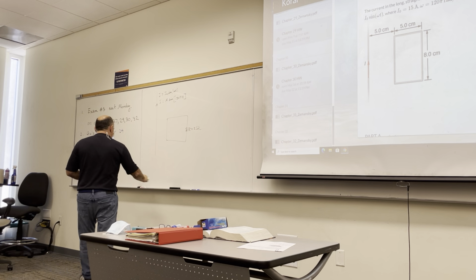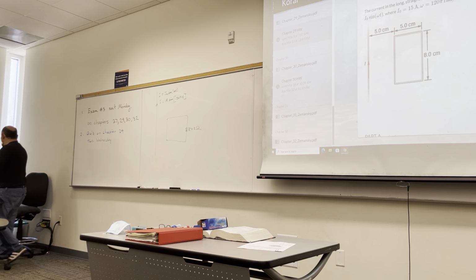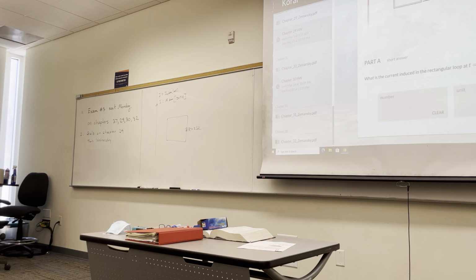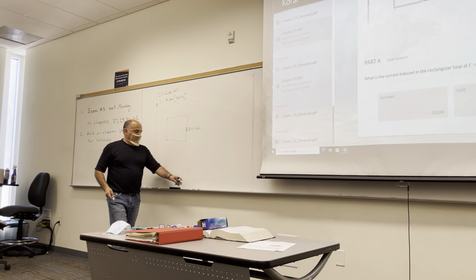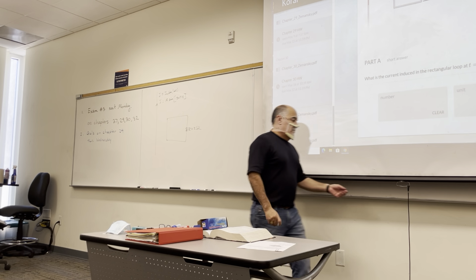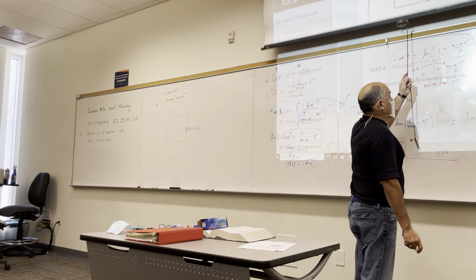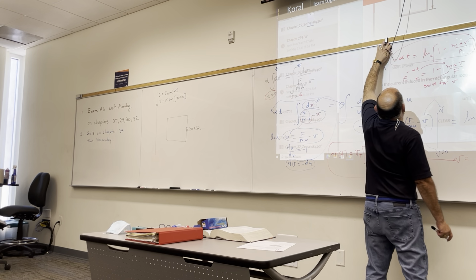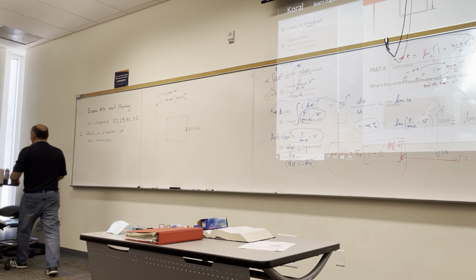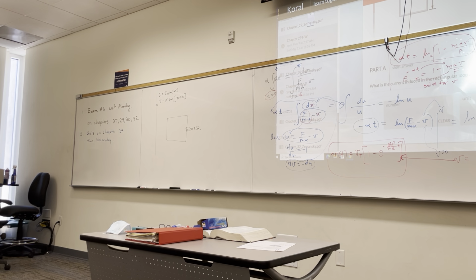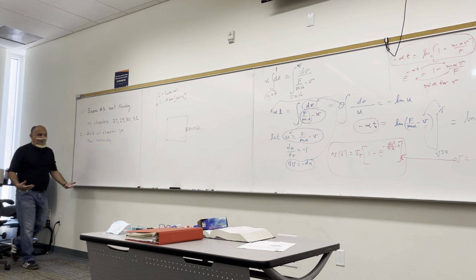Okay. First question. What is the current induced in the rectangular loop at t equal to 0? Let's see if one of these work. Well, what will be the current? What should I start with? The current should be what? I want the induced current. How do I get the magnitude of the induced current?